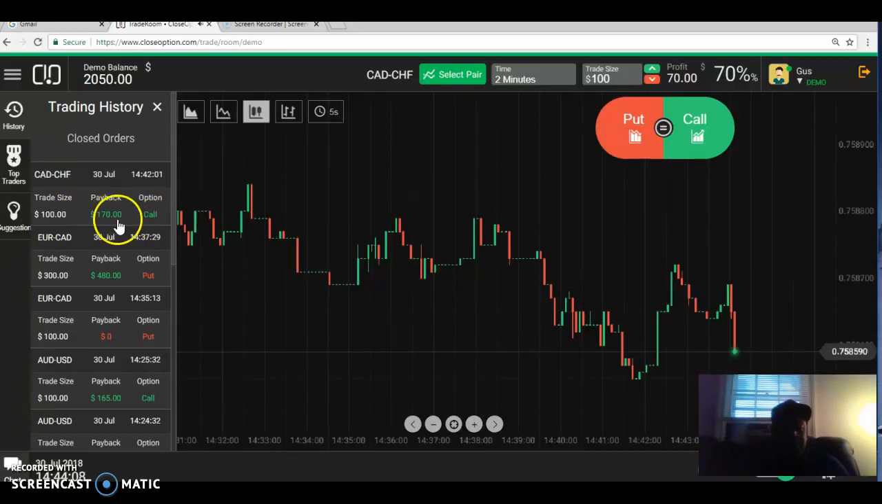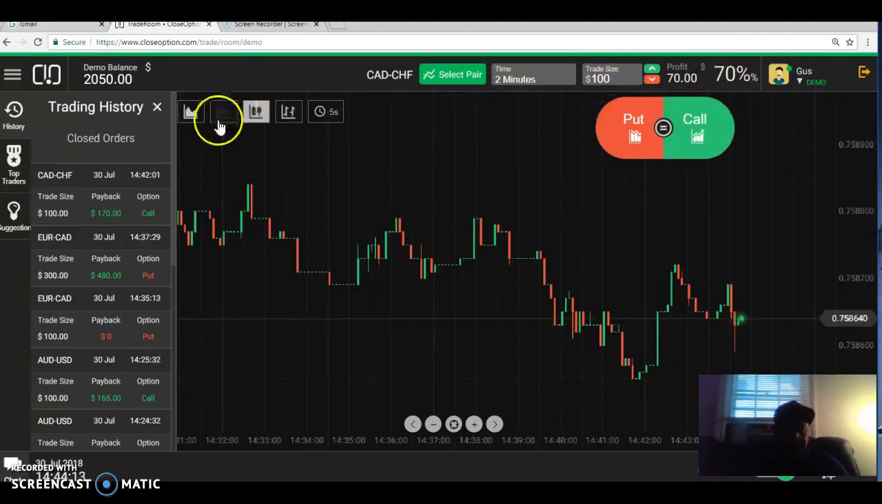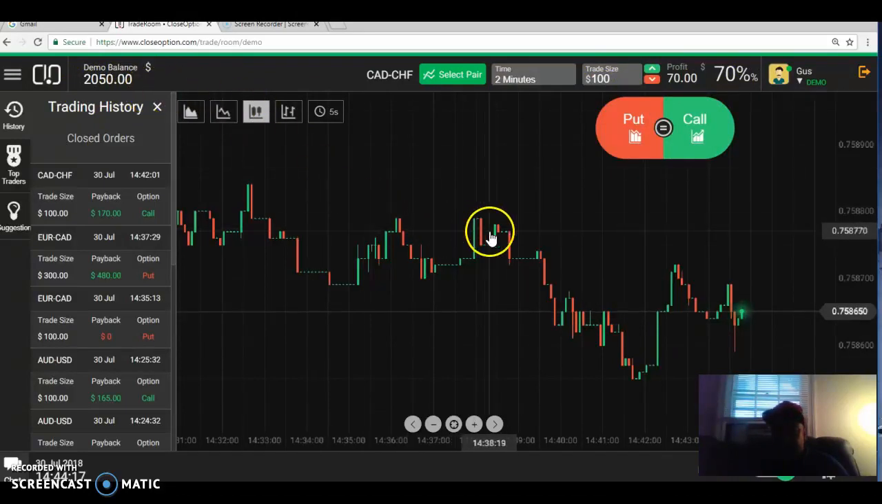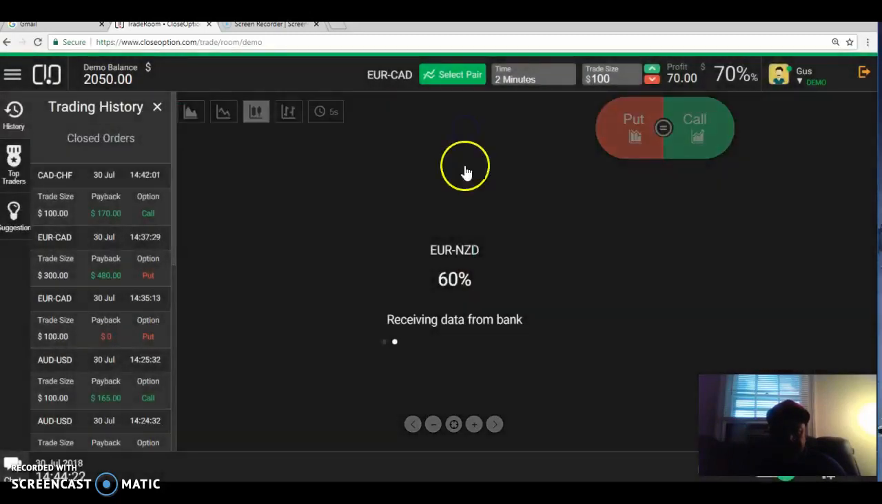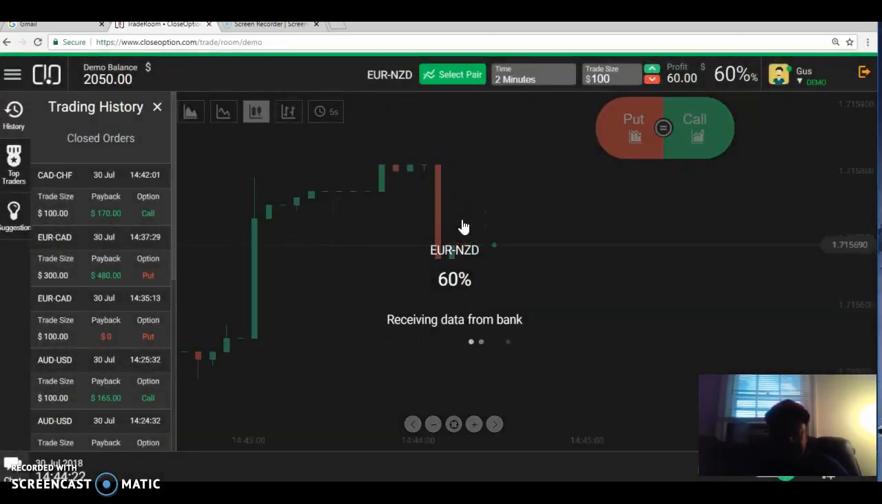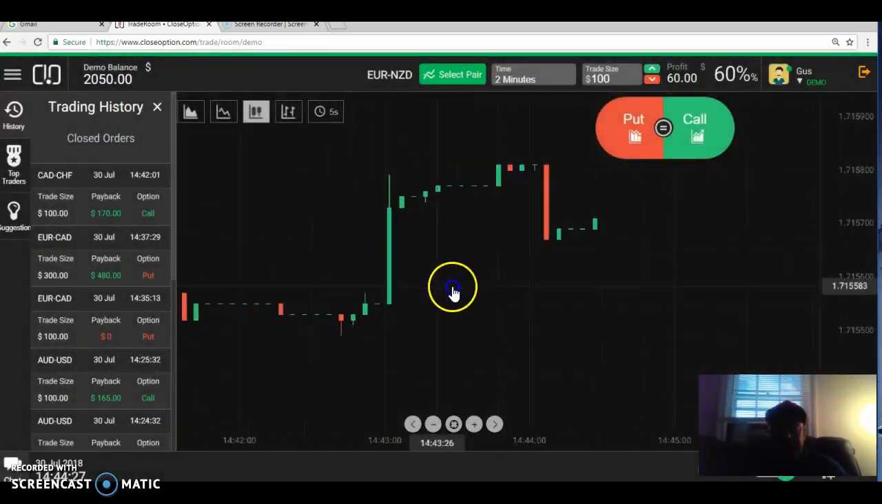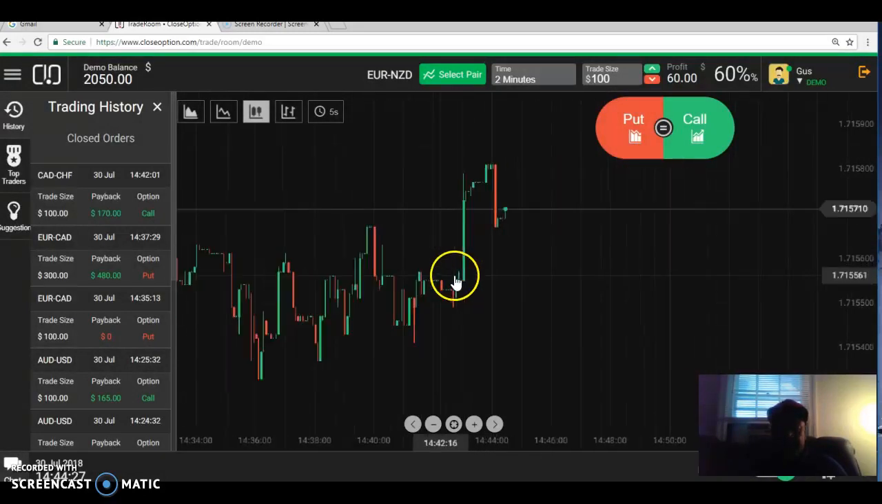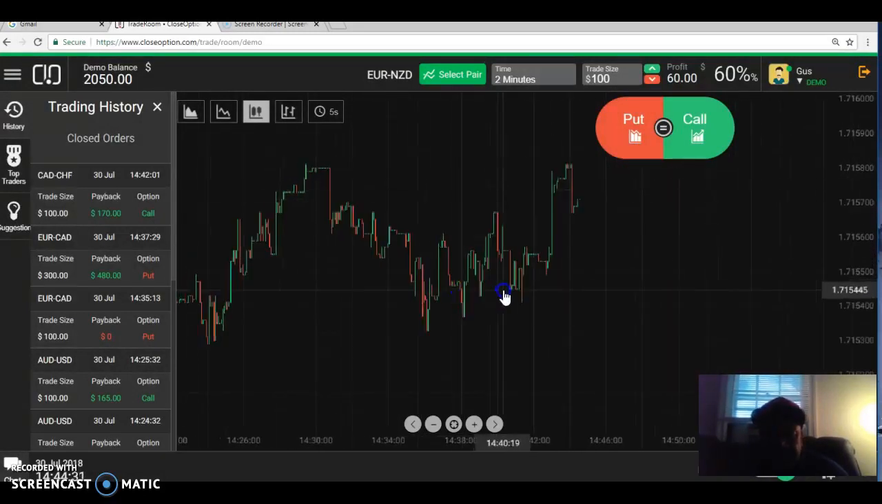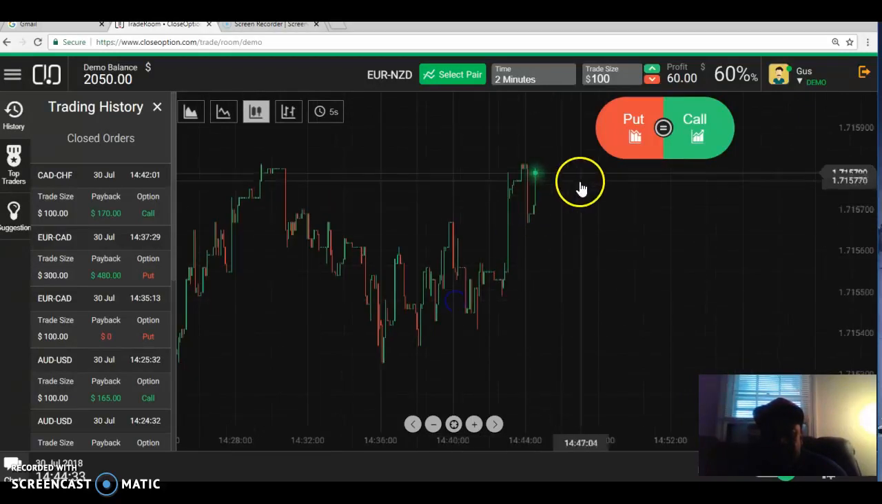So yeah, here we go. We won the trade. It was a $170 return, 70% on the trade on a $100 trade. So our balance is up to $2,050. But let's see if we could find another nice setup similar to that one. That was a very nice setup. So that's what I'm doing. I take my time. I don't rush trades. I don't push the envelope.